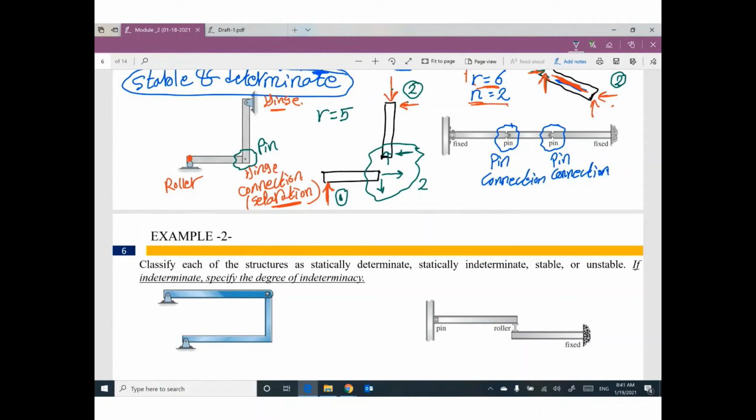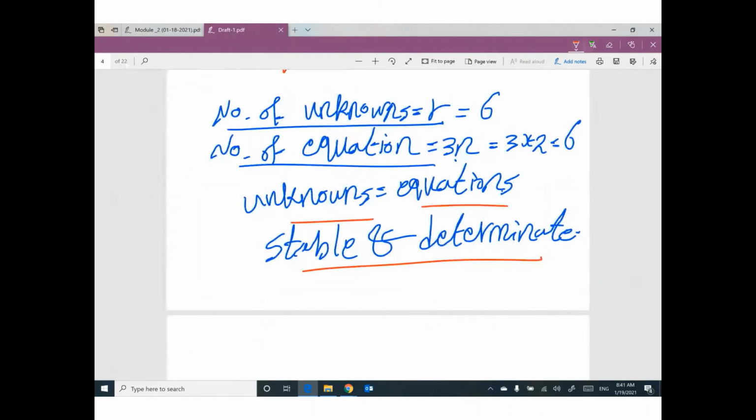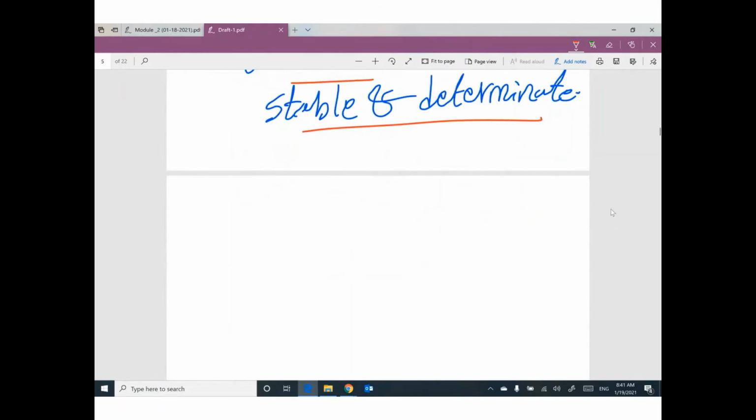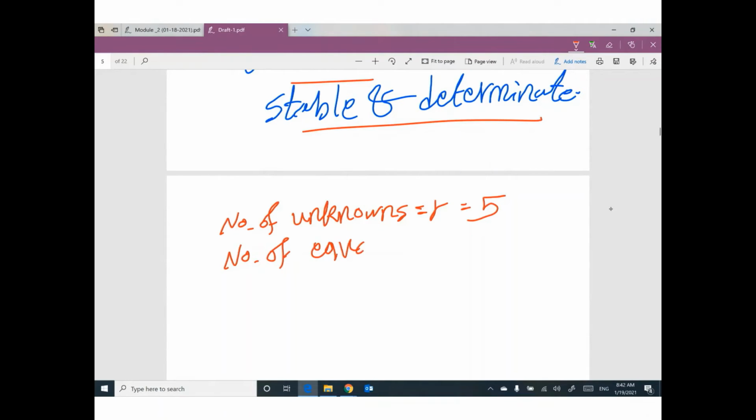2, 2, 1. In number of parts, this one and this one, 2. So I will say number of unknowns, which is R equal 5. Number of equations, which is 3n equals 6. The final conclusion, number of equations greater than number of unknowns.